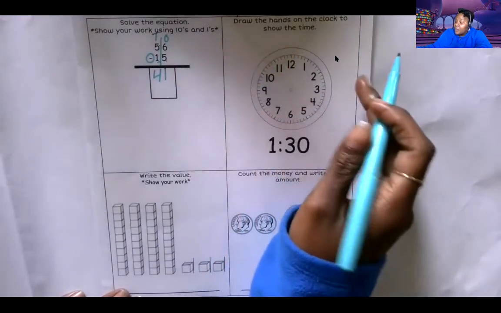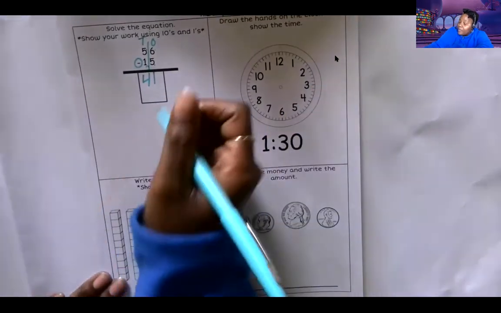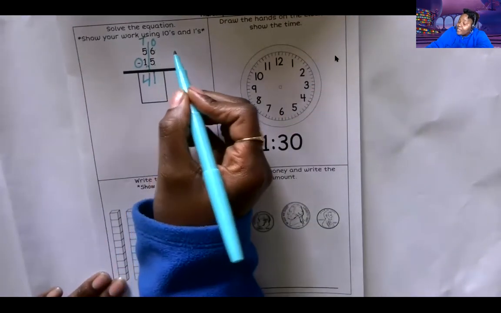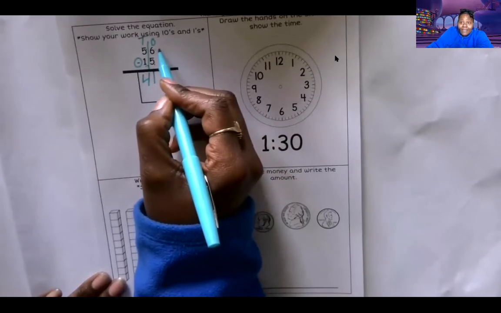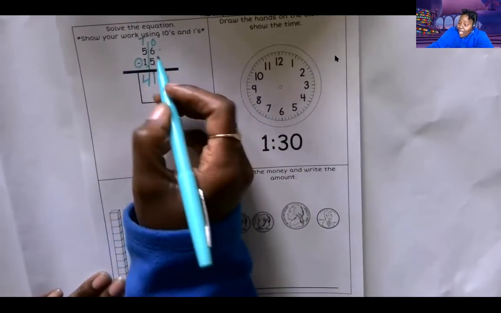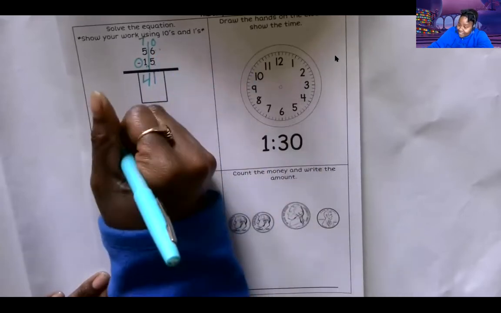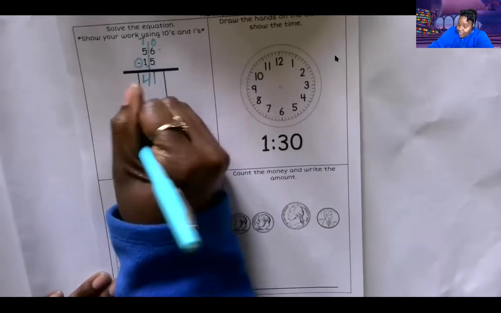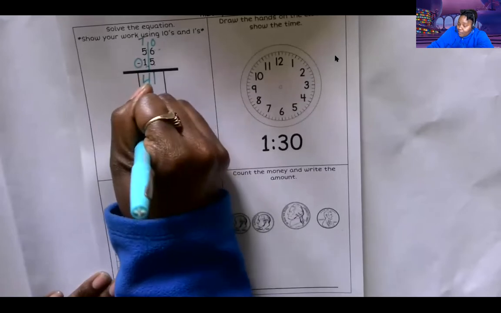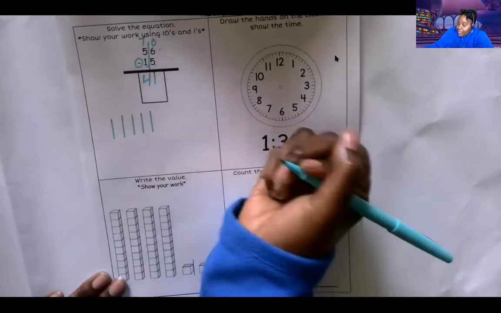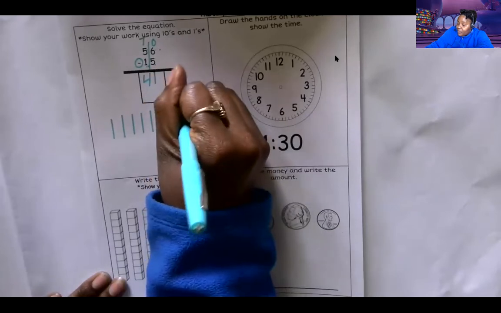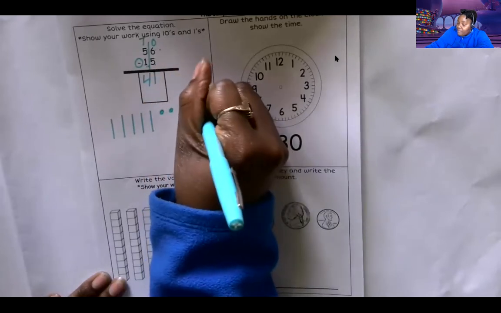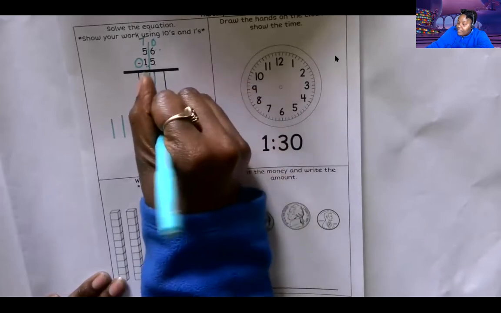Now I'm going to show my work using my tens and ones. When it comes to subtracting or using Linus the minus, you only have to draw one number, and that's the largest number. So I need to draw 56. So 10, 20, 30, 40, 50, 51, 52, 53, 54, 55, 56.